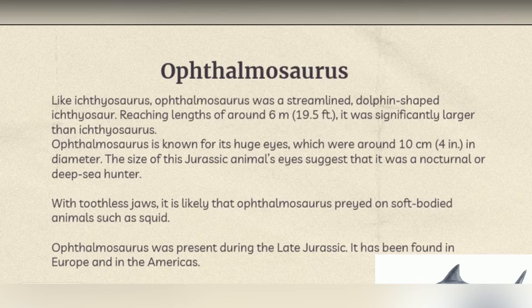The size of this Jurassic animal's eyes suggests that it was a nocturnal or deep-sea hunter. With toothless jaws, it is likely that Ophthalmosaurus preyed on soft-bodied animals such as squid. Ophthalmosaurus was present during the late Jurassic. It has been found in Europe and in the Americas.